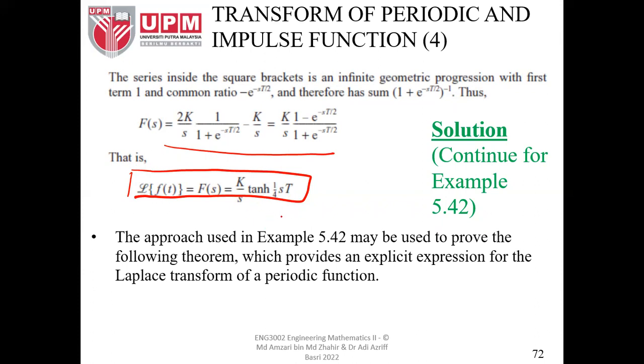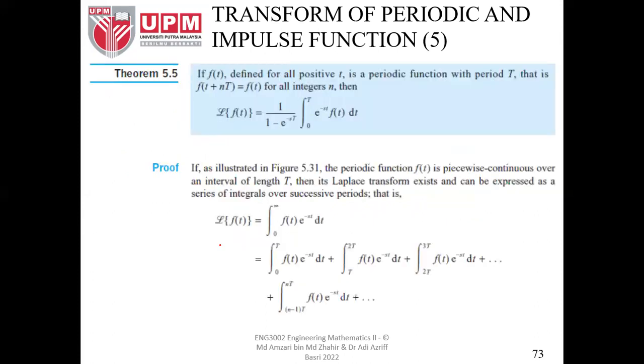So normally this example is a proof of the following theorem, which provides an explicit expression for the Laplace transform of a periodic function. Okay, this is another proof of how it works. For example, you have a function f(t) defined for all positive t. It is a periodic function with period big T, that is, f(t + T) equals f(t). So when we take the Laplace transform of f(t), we get 1/(1 - e^(-sT)) times the integration from 0 to T of e^(-st) f(t) dt. This is the basis when you Laplace it.